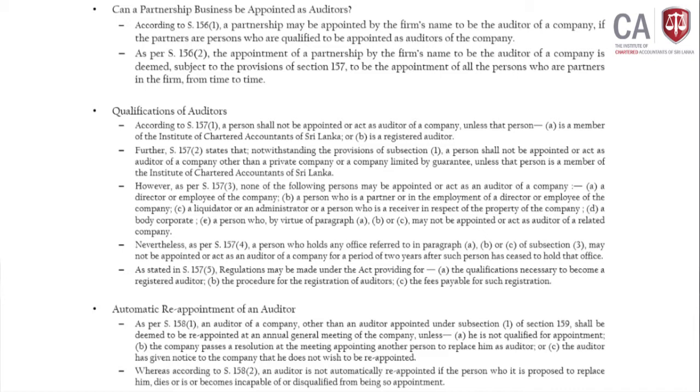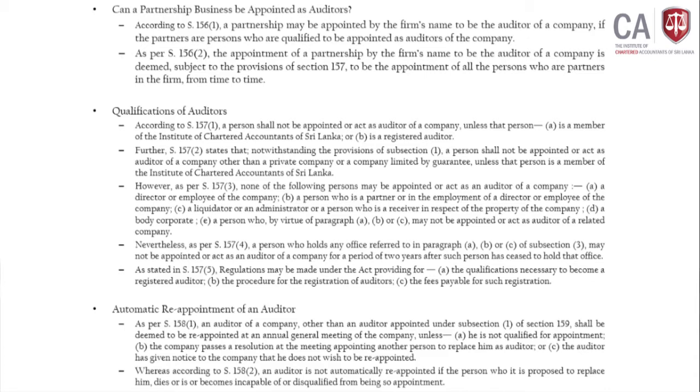Now, under the Act, the ROC, the Registrar of Companies, can make further regulations specifying additional qualifications necessary to become a registered auditor, or produce a regulation on the procedure for registration of such auditors, or the fees payable for such registration. So the ROC is at liberty to make regulations under the Companies Act with regard to these areas: the qualifications necessary to become a registered auditor, the procedure for registration of auditors, and the fees payable for such registration.